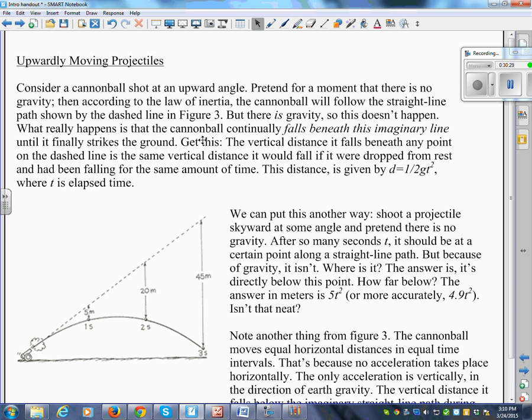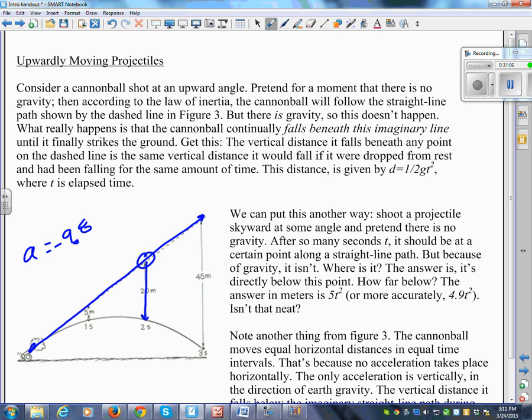What really happens is the cannonball continually falls beneath this imaginary line until it finally strikes the ground. Get this. The vertical distance it falls beneath any point on the dash line is the same vertical distance it would fall if it were dropped from rest. Okay, so if I fire this cannonball up like this and there's no gravity, it's going to go in a straight line. If I hoverboard it up to this point right here and let it drop, it would still fall the same distance. The vertical upwards velocity makes no difference on how far it falls. How come?